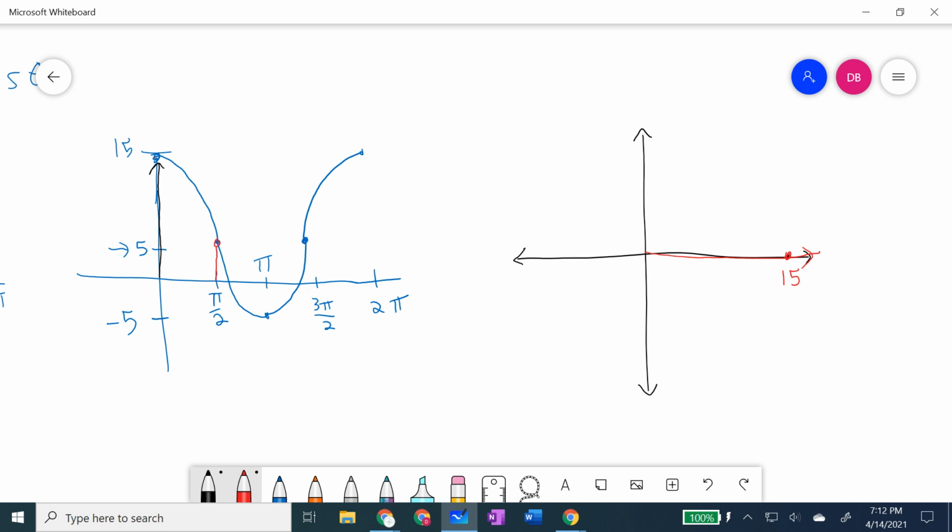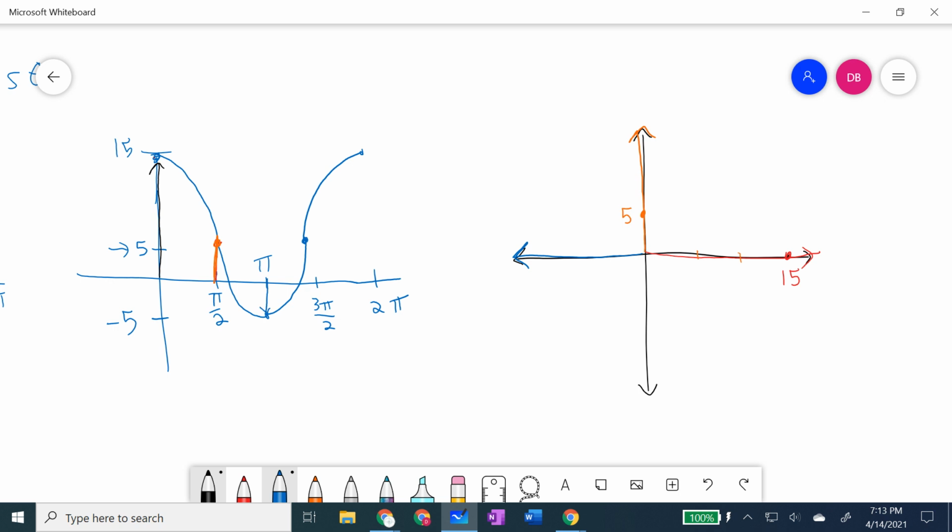At angle pi over 2, I know that angle pi over 2 is located right here. And for angle pi over 2, my y value on the graph of the Cartesian is 5. That makes the r 5, which I'm going to approximately plot, halfway decent. Then when I get to pi, that is down at -5.